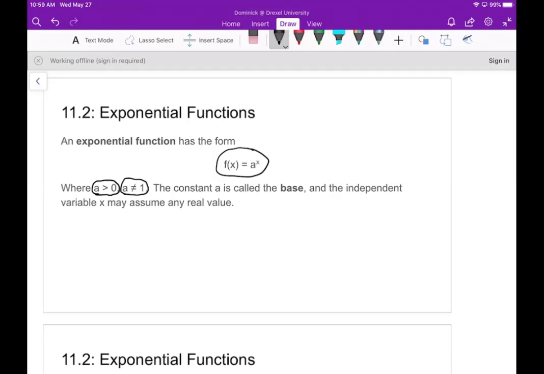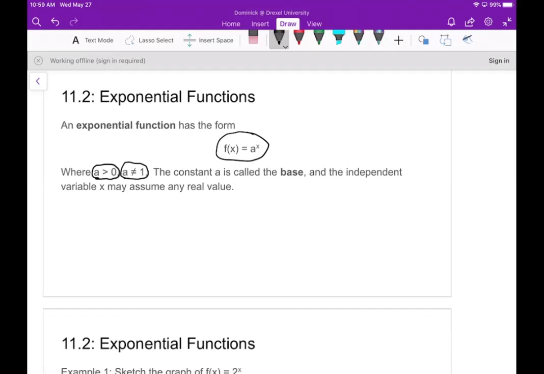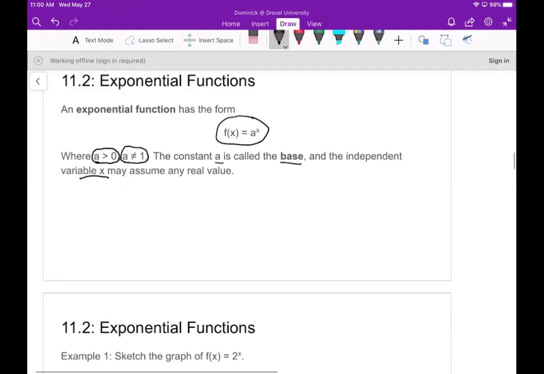Now, if you have a equal to 1, then you just have 1 to the x power, which of course is always going to be 1, which is a straight line. So we require these two things for a. Now, of course, we call a the base, just like we would before, and the variable x, we can plug in any real value, so there are no domain restrictions. And of course, the variable is in our exponent.